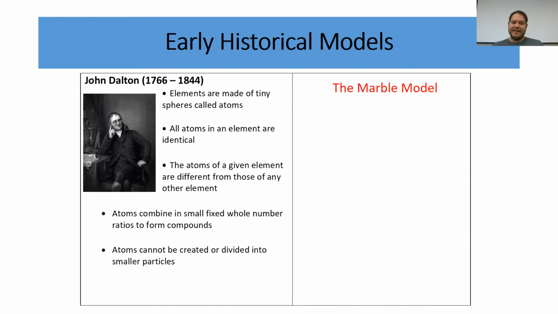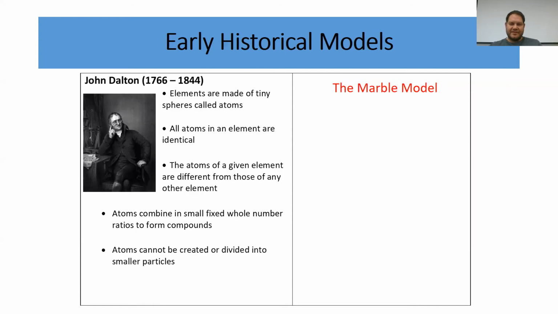They're spherical in nature, okay? But they are very tiny, all right? And John Dalton also believed, just like Democritus did, that these atoms were indestructible. They were indivisible. They could not be divided any further. So he kind of took that idea from Democritus as well.